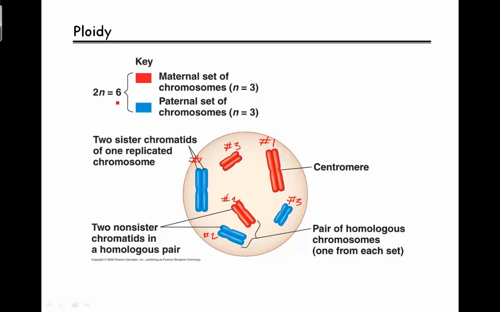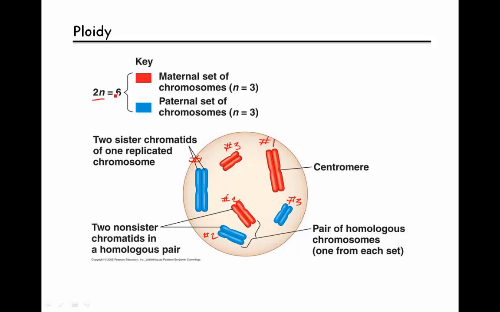So since it is diploid, we write it as 2N, and then we count up the total number of chromosomes that we have, and we have a total of 6 chromosomes. And if you solve for your N, we can see that N equals 3. So those are the unique chromosomes that we have, number 1, 2, and number 3.